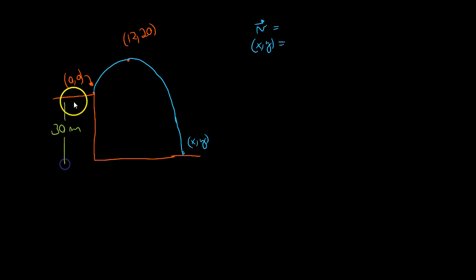The point from which the rock was thrown is the origin, (0, 0), right? And the highest point it reaches has coordinates 12 and 20, all right? So the distance from here to here, we know that this is 12 and this is 20.